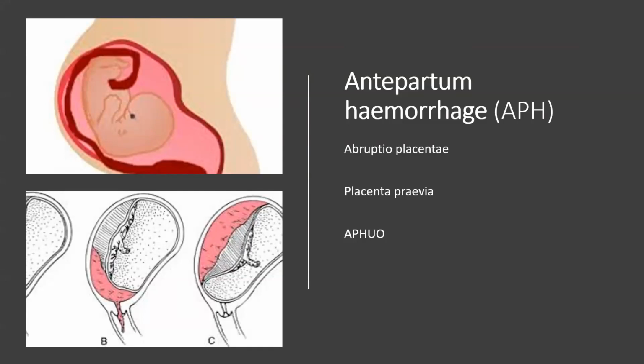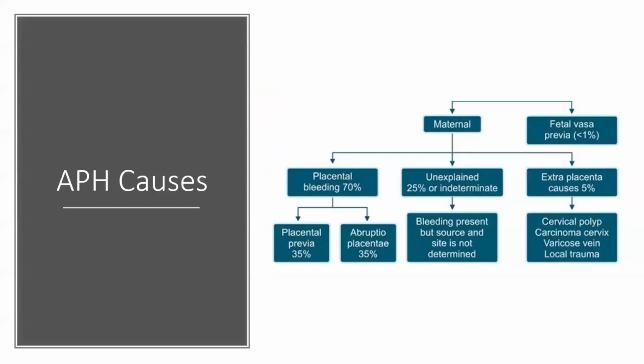We know the three main causes of antepartum hemorrhage are placenta abruptio, previa, and antepartum hemorrhage of unknown origin. So placental causes account for about 70% of all the causes of antepartum hemorrhage. There's 25% where it's unknown, and the extra placental, which is your local causes, account for 5%. Out of that 70%, 35% is placenta previa, 35% is abruptio placenta. Remember cancer of the cervix, remember polyps, remember varicose veins of the vagina can bleed.